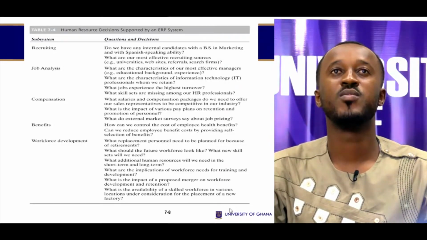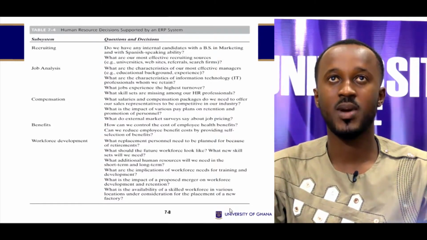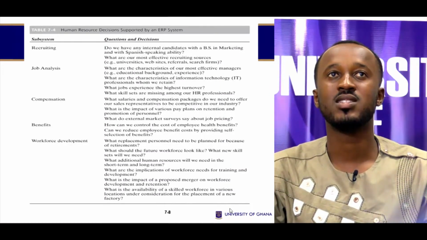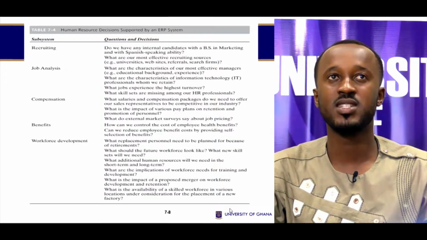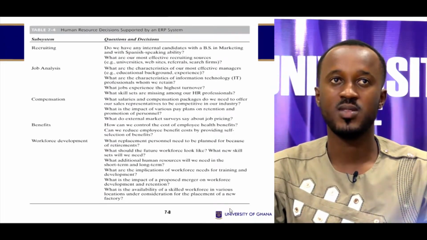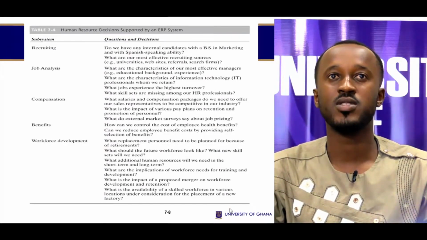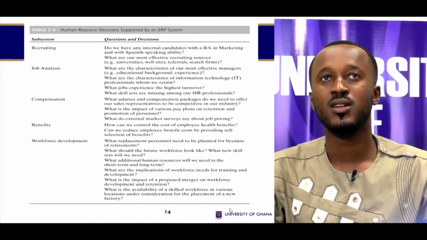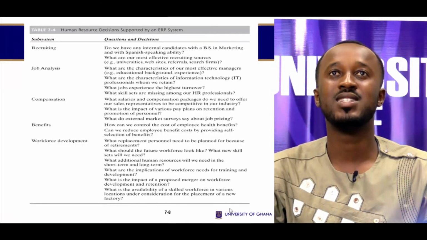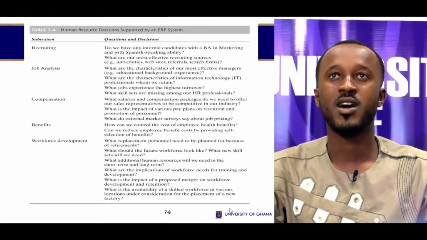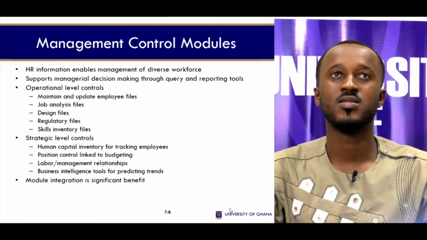Now, this table shows the human resource decisions supported by an IT resource system. It takes a look at subsystems such as recruiting, job analysis, compensation, benefits, and workforce development, and looks at questions and decisions that come up with regards to these subsystems.